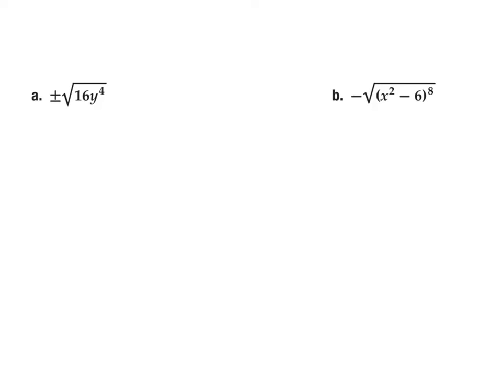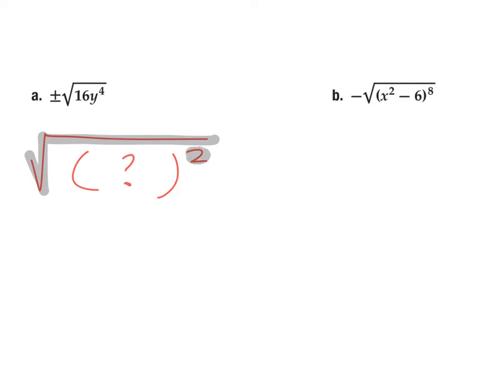Here's kind of the way I want you to think about square roots. What we want to do is be able to write what's underneath here as something squared. And the reason we want to write it as something squared is because the square root and squaring cancel out. And then my final answer will just be whatever's inside here.